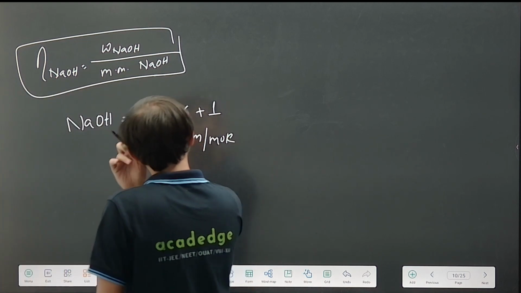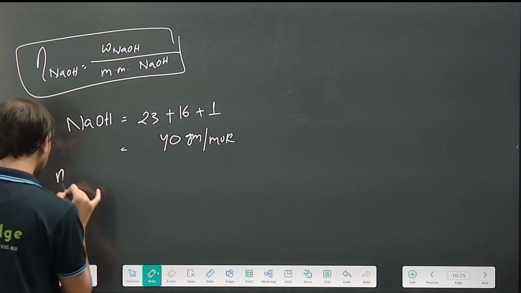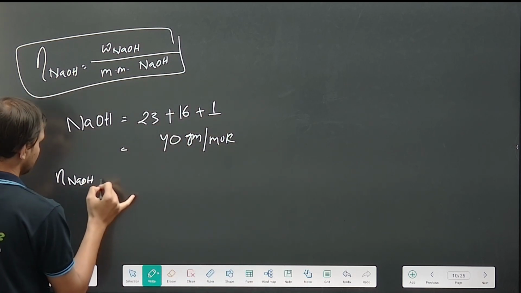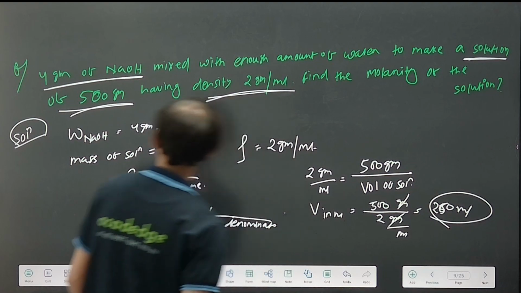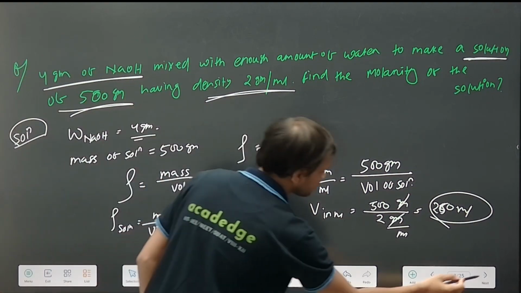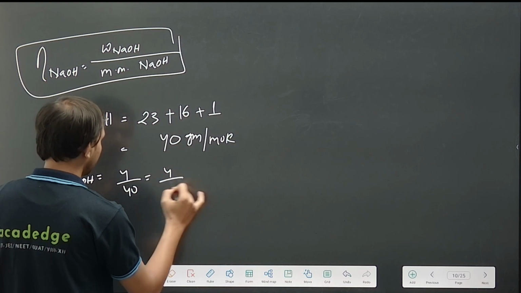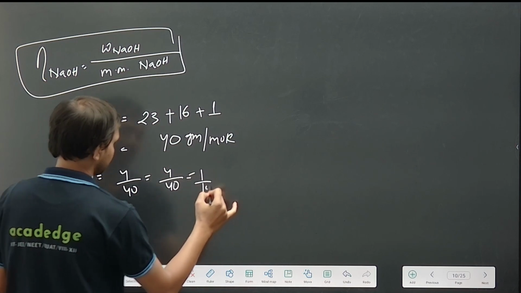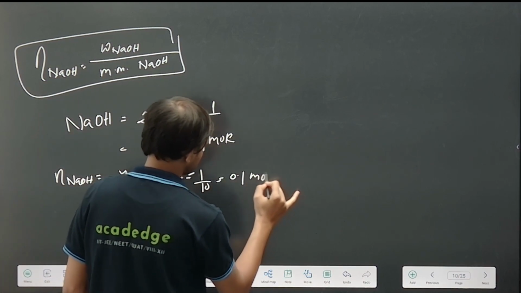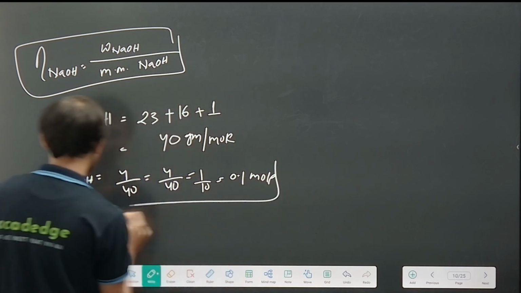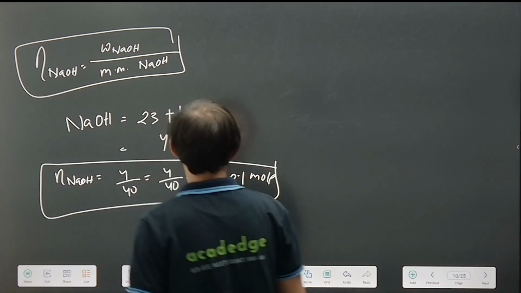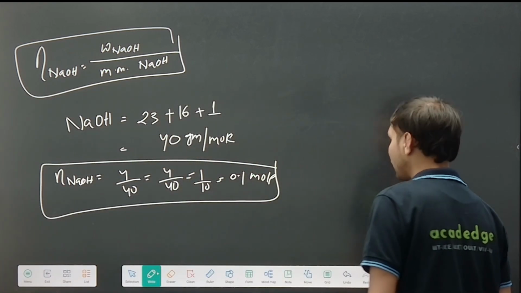To find the number of moles of sodium hydroxide, what is the weight given in the question? It's 4 gram. So 4 by 40 equals 1 by 10, which equals 0.1 mole. So the number of moles I have is 0.1. Now put all this data in the molarity formula.